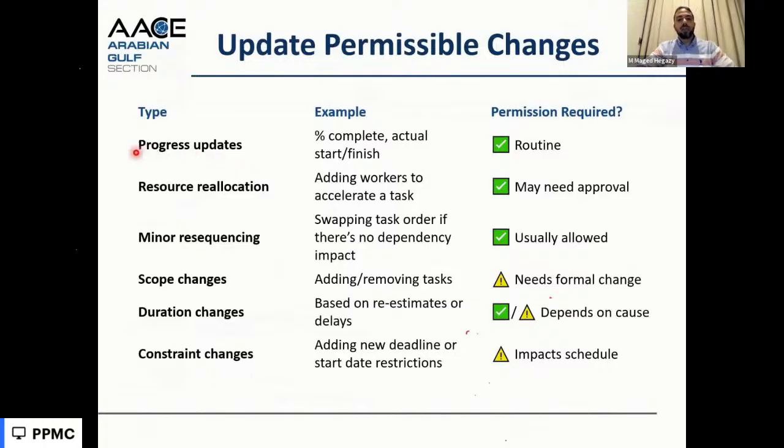There are some permitted changes and not permitted changes. So we update the progress and dates. We update the resource allocation. We can make minor resequencing to the activities if it is practically required. We cannot change the scope because it needs approval to change the scope.